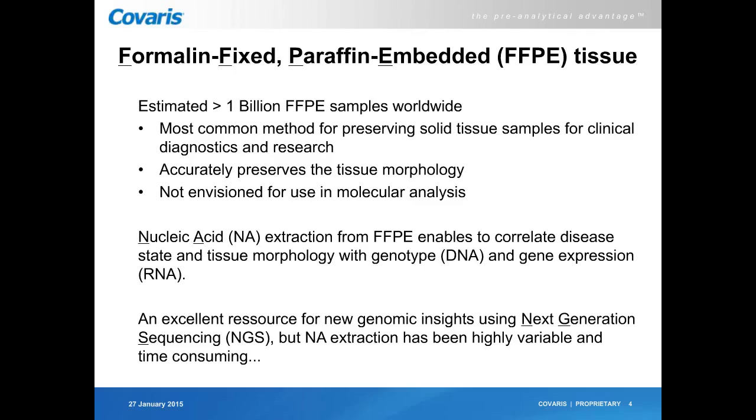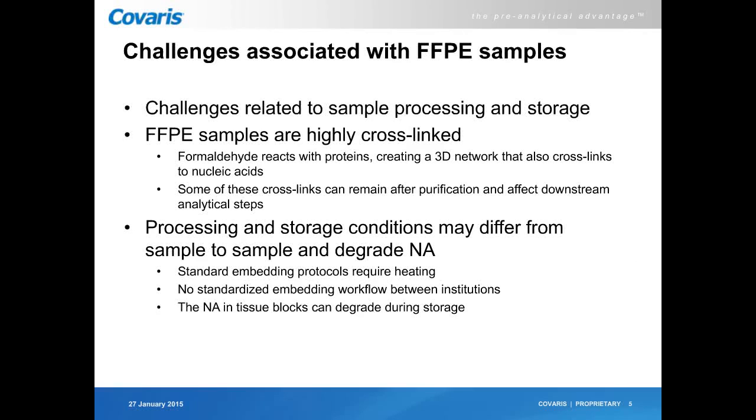And so nucleic acid extraction from FFPE will enable us to correlate disease state with tissue morphology, with the genotype from the DNA, or gene expression when working with RNA. So it's an excellent resource for new genomic insight using next-generation sequencing, but nucleic acid extraction has been highly variable and time-consuming when working from FFPE samples. So there are many challenges associated with FFPE samples.